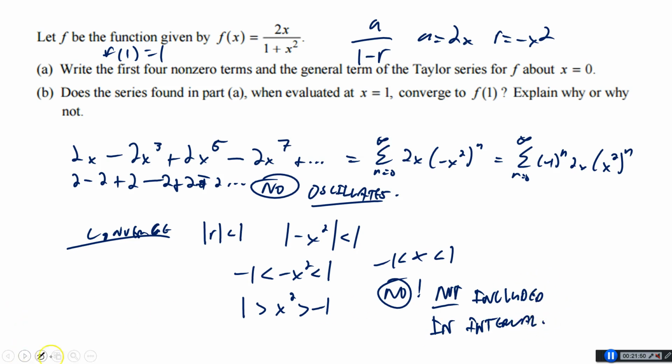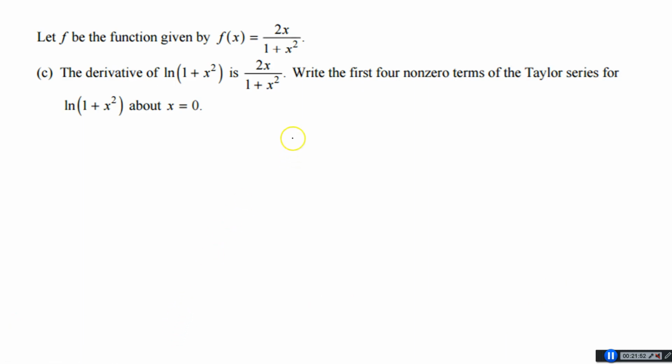All right, let's see what's next. Now they tell us that the derivative of natural log of 1 plus x squared is this. Chain rule, okay? So that would come up to the top. They want the first 4 non-zero terms of the Taylor series for ln of 1 plus x squared about x equals 0. So I'm going to rewrite this out. It was 2x minus 2x cubed plus 2x to the 5th minus 2x to the 7th, etc. So they have the first 4 non-zero terms. We got 1, 2, 3, 4 here, so it should work.